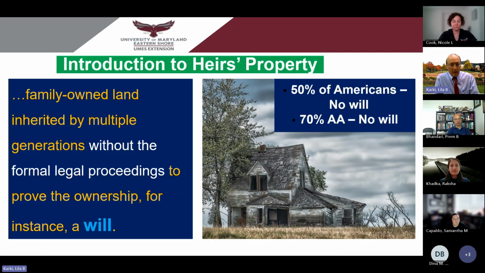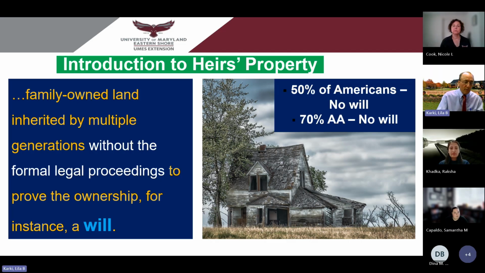And when we talk about heirs property, definitely many of you are familiar. It is property that is family owned land, can be other forms of properties as well, and inherited by multiple generations without the formal legal proceedings to prove the ownership. You are the owner of that property. For example, that can be a will, or you may have succession planning or estate planning as well. And if you are not familiar with the word will, I will talk at the end. You may want to make a note of this.